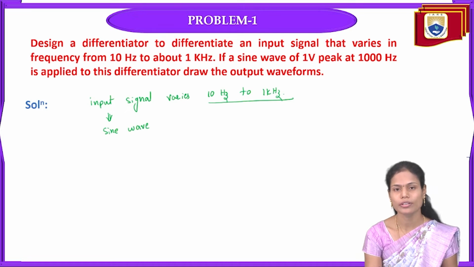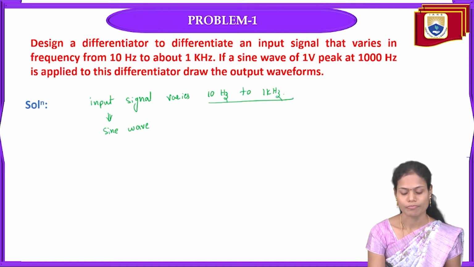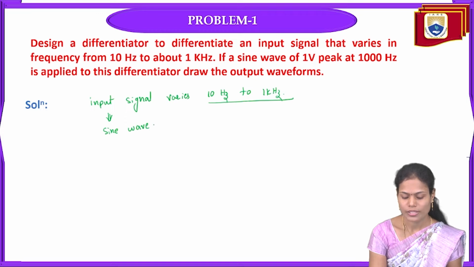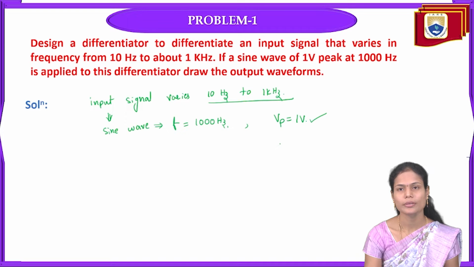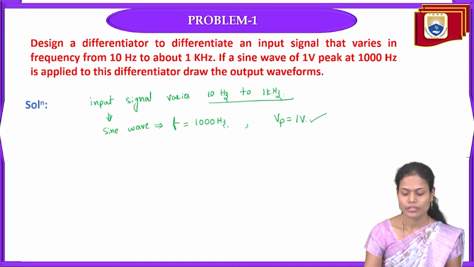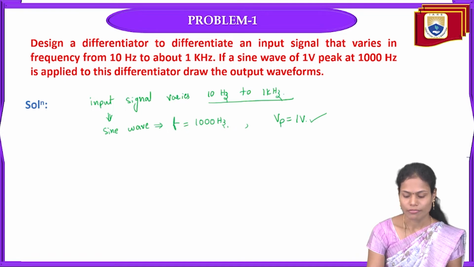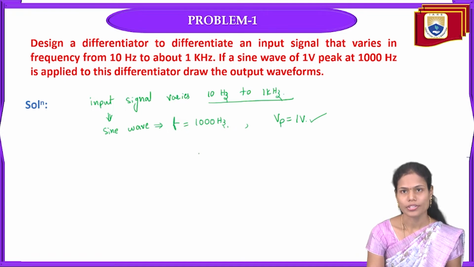So within this particular range, we can choose any one frequency. So in the problem, they gave the sine wave frequency as 1000 Hz, and 1 volt peak is nothing but the peak voltage of the sine wave is 1 volt here. So this is the signal given here. In order to differentiate this particular signal, we have to design the practical differentiator circuit. So for that purpose, we have to go with the practical differentiator circuit.